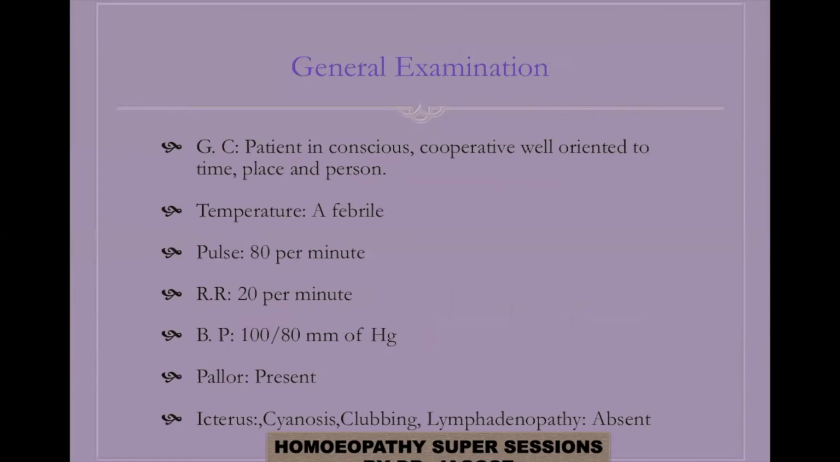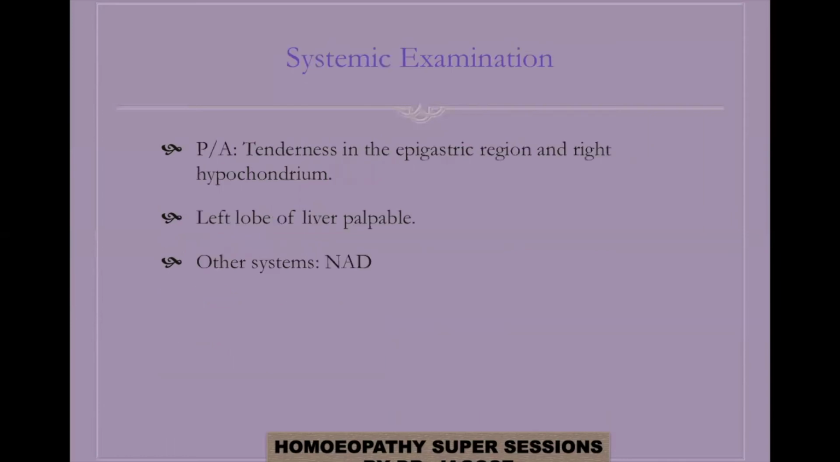General examination: patient is conscious, cooperative, well oriented to time, place, and person. Temperature afebrile, pulse 80 per minute, respiratory rate 20 per minute, BP 100/80 mm of Hg. Pallor present; icterus, cyanosis, clubbing, lymphadenopathy were absent. Systemic examination of the abdomen shows tenderness in the epigastric region and right hypochondrium, left lobe of liver palpable. Other systems were normal.